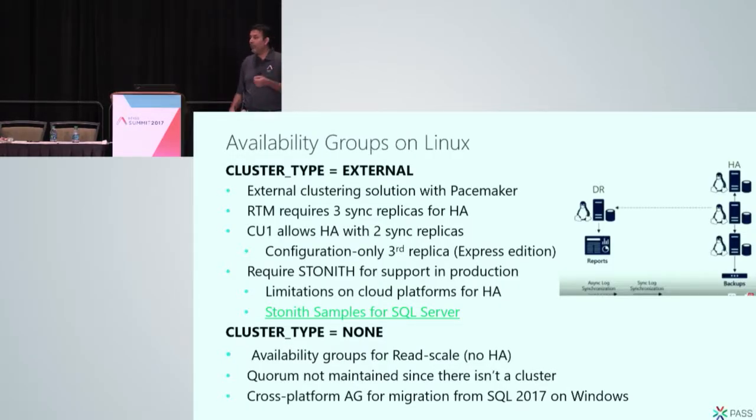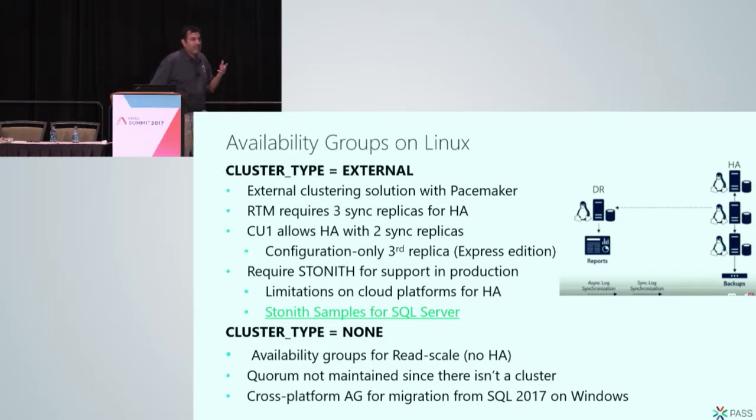And so that's when you are banking on an external clustering solution, because our AG solution on Linux does bank on the pacemaker clustering solution to manage quorum and things like that. We don't have Windows clustering actually working on Linux, of course, and so pacemaker is it. So on the RTM bits, which is the release bits, on Windows you can have two replicas with a file share witness, and file share witness does have some amount of quorum, right? It has configuration info, so on and so forth.